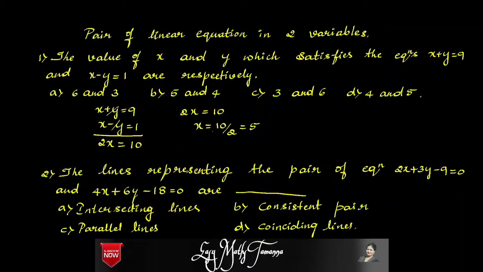Another thing is also there. The options are given: 6 and 3, 5 and 4, 3 and 6, and 4 and 5. So instead of doing the elimination method, substitute the values of the options into any one of the equations and definitely you get the answer. For example, I substitute 5 and 4 into the first equation. Just see how easily we can find the values of x and y. The x value is 5 plus the y value 4 is equal to 9. 5 plus 4 is 9.